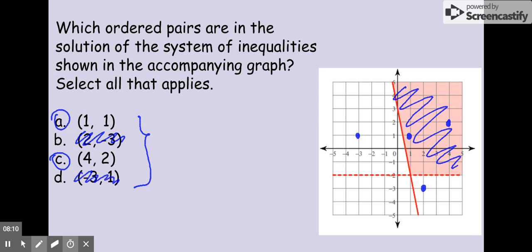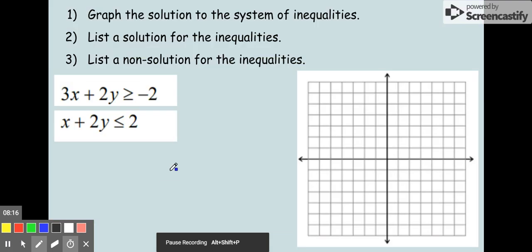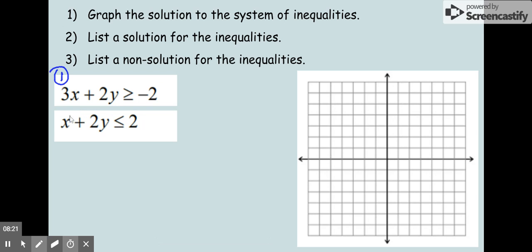So this one is easier than graphing. You should be correct on the test. I'm going to do one more question, number 2. So I'm going to use the same approach.